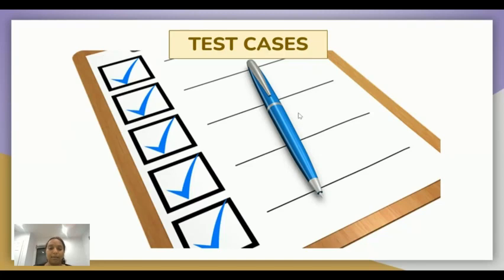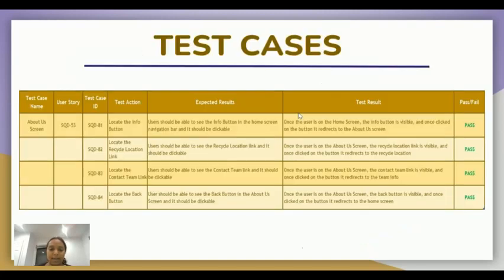Hello everyone. Now I will be going over the test cases. In this sprint, we have added a new screen, About Us. So, in the About Us test cases, we want to locate the info button which will be in the home screen. The user should be able to see the info button in the home screen navigation bar, and it should be clickable. And as we see in the home screen, the info button is visible, and once it is clicked, it is redirected to the About Us screen, and this test case is a pass.